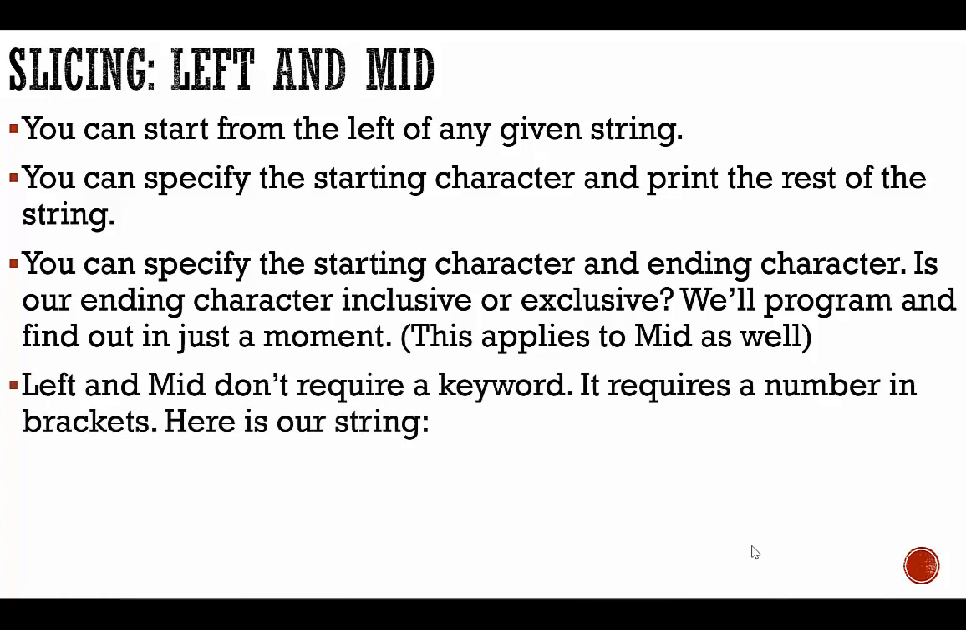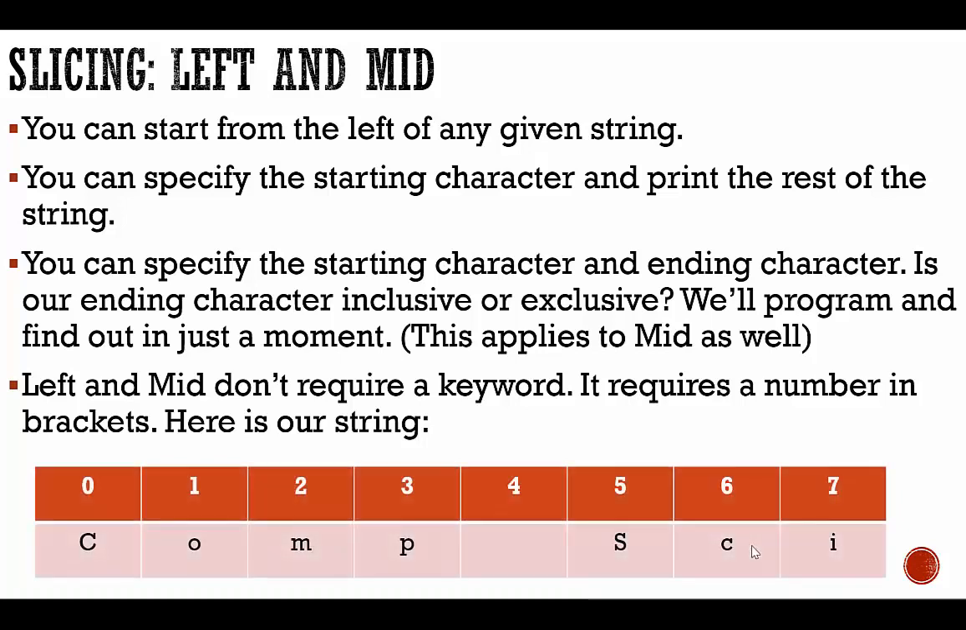Left and mid don't require a keyword. It requires a number in brackets, and here's our sample string. It's going to be comp sci. Notice the starting letter starts at index 0. The second letter is index 1, and so on. This has a length of 8 characters, but it has the seventh index as our highest index, or our max index, because it starts at index 0. Let's go ahead, switch over to Python, and take a look at how left and how mid works.